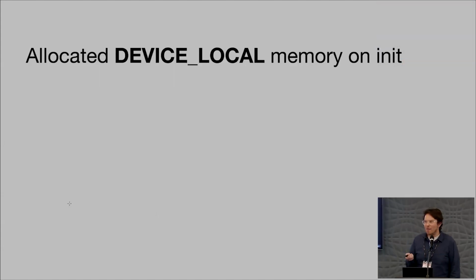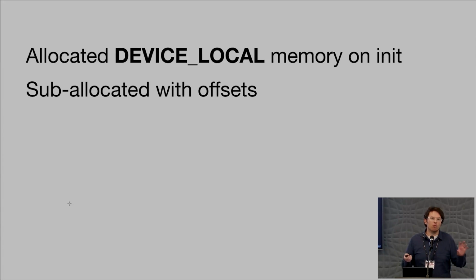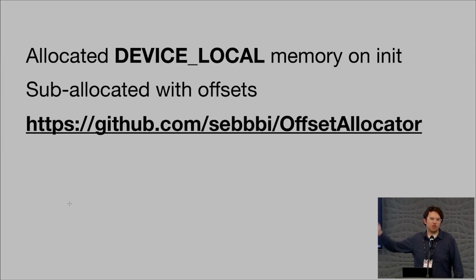So for our memory strategy, once we were very confident that we knew the size of our data and how many chunks it would have on the screen at any time, it just became trivial to allocate all the data that we would ever need on init in device local, and sub-allocate into that with offsets. Shout out to Seb's offset allocator, which is just, again, unreasonably effective.